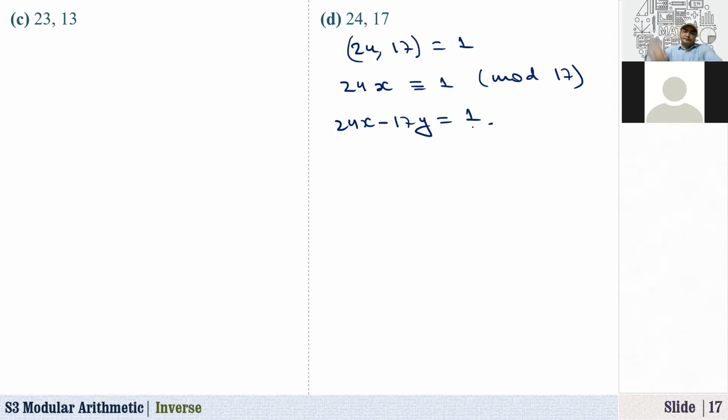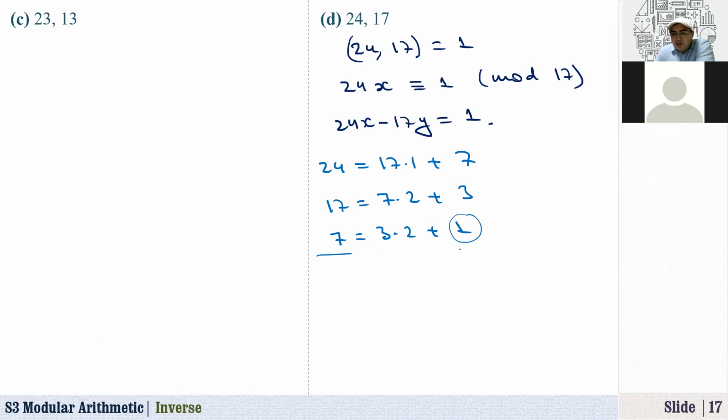How do we get this? Starting with 24. 24 is equal to 17 times 1 plus 7. So now 17 is equal to 7 times 2 plus 3. And 7 is equal to 3 times 2 plus 1. Now we have 1, so just stop here. So now from here, what is 1? 1 is equal to 7 minus 3 times 2.